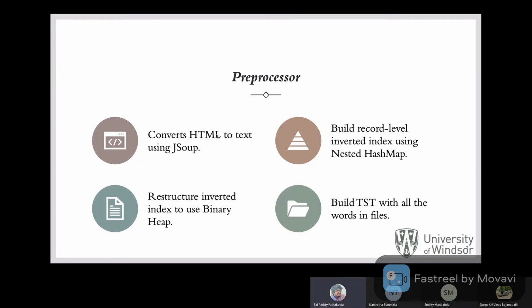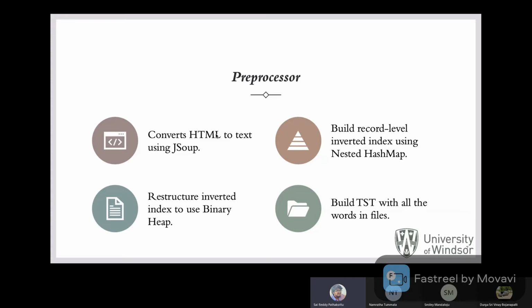Hello guys, this is Sai here. I'm going to explain the pre-processing activities in our project. To implement any of the main features, we need to have some pre-processing activities implemented. There are mainly 4 steps in the pre-processor. One is converting HTML to text using JSoup, then building a record level inverted index using a nested hash map, then restructuring the inverted index to use a binary heap, and then building a TST with all the words which we got from our previous step.